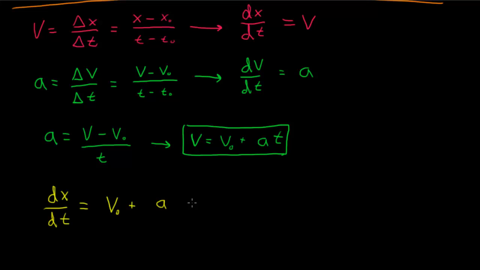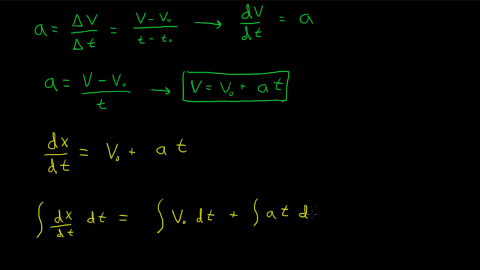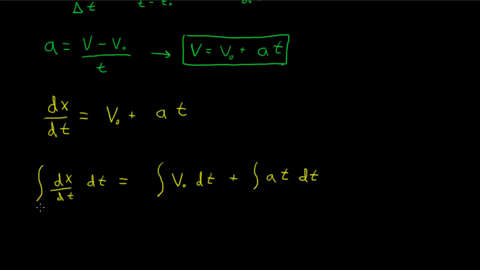plus acceleration times time. Now, to solve this for the position, we're going to need to integrate with respect to time. So the integral over time of dx/dt equals the integral of the initial velocity plus the integral of the acceleration times the time, integrating all of them over time. For our limits, we'll put t naught to t. So our initial velocity to our final velocity.